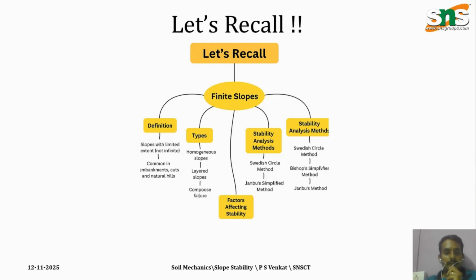Let's recall before we dive deep into the topic. Let's take a quick recall. We have previously studied soil shear strength, shear parameters, and slope basics. In this session, we will connect those fundamentals to real world slope stability, especially how total and effective stresses influence slope failure.